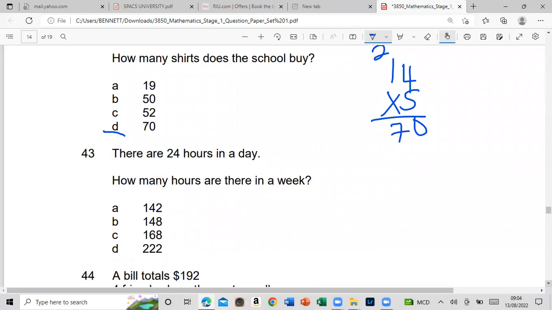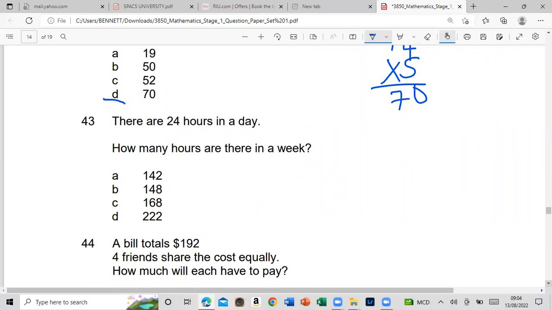There are 24 hours in a day. How many hours are there in a week? Let's see this one. There are 24 hours in a day. How many hours are there in 1 week? Work out that, guys. I'll tell you.